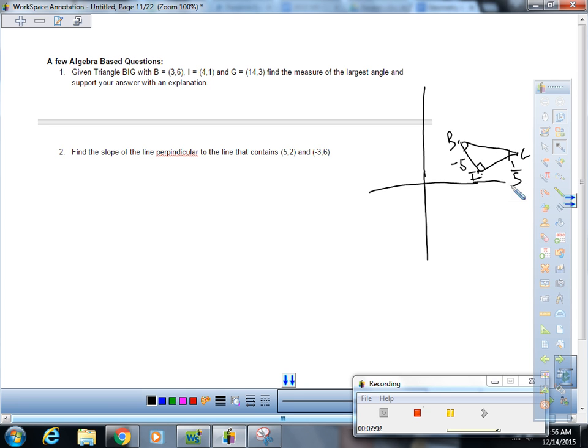Find the slope of the line perpendicular to the line that contains (5, 2) and (-3, 6). For this, we would want to use the slope formula, which is delta y over delta x, which we used in the above problem, and this will be y2 minus y1 over x2 minus x1. It doesn't really matter which coordinates you set as y2, y1, and x1. It doesn't matter, except you might get some strange negative answers.